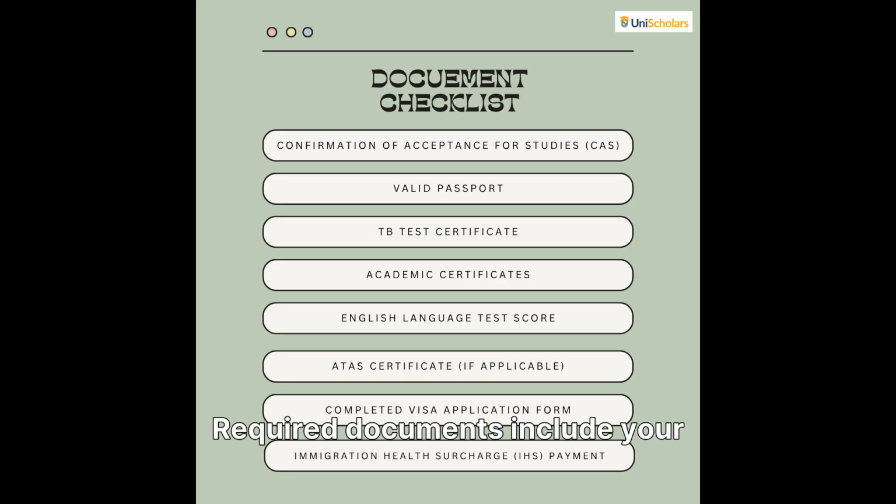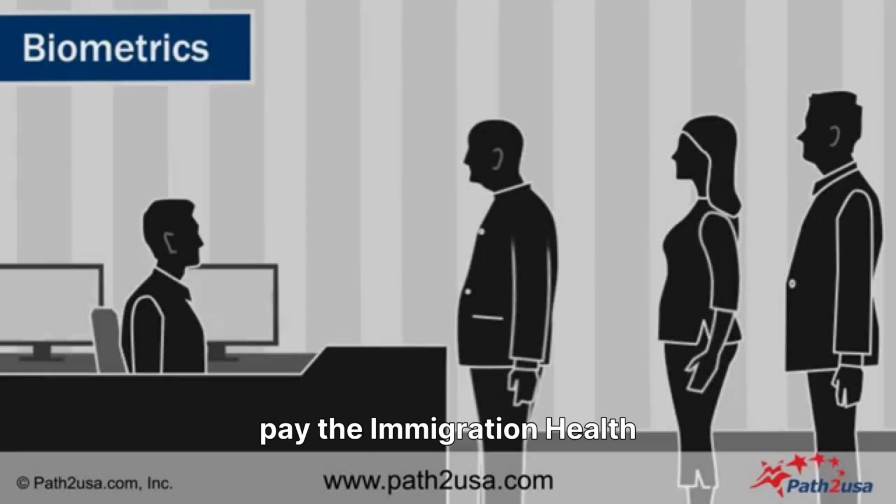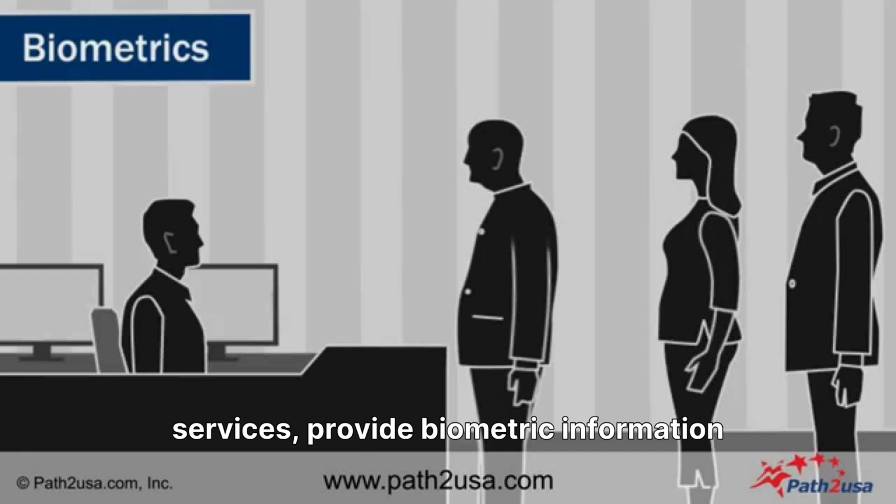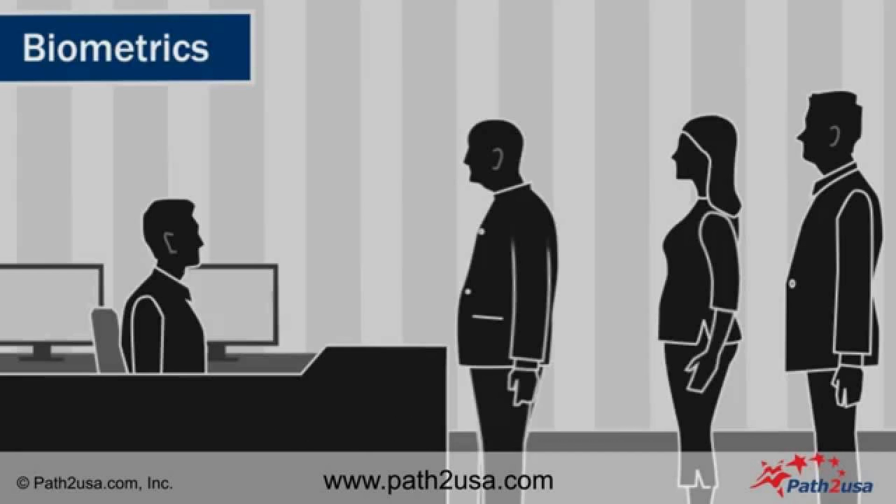Required documents include your valid passport, the CAS number from LSE, evidence of sufficient funds to cover tuition fees and living costs for at least 9 months, English proficiency results, and a TB test certificate if applicable based on your country. You'll also need to pay the immigration health surcharge to access NHS services. Provide biometric information such as fingerprints and a photograph at a visa application center, and may need to attend a credibility interview to verify your intentions.